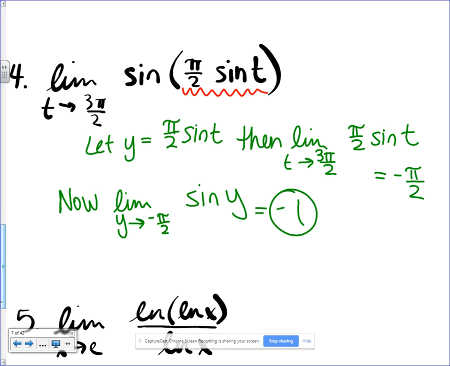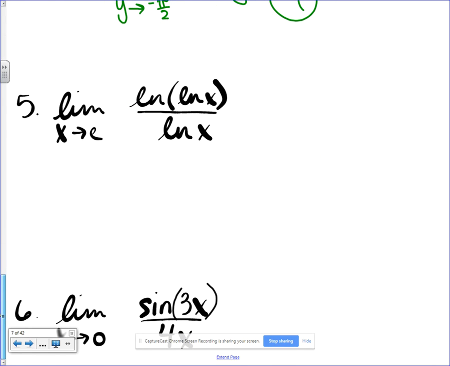Let's try one with ln's in it next. What does ln stand for again? What kind of log? It's a special one. Natural log, yep. Remember the base of this is e. Okay, e's and natural logs go together.